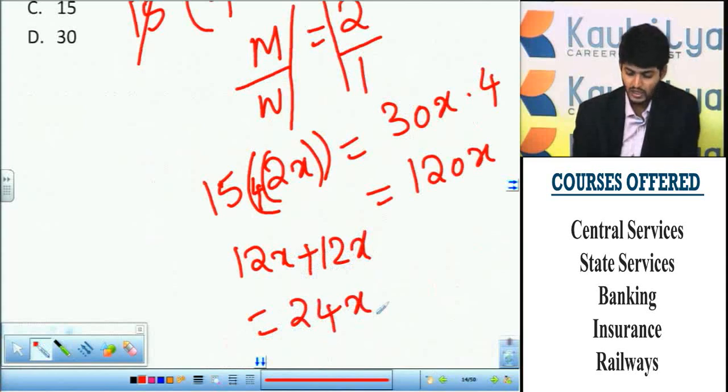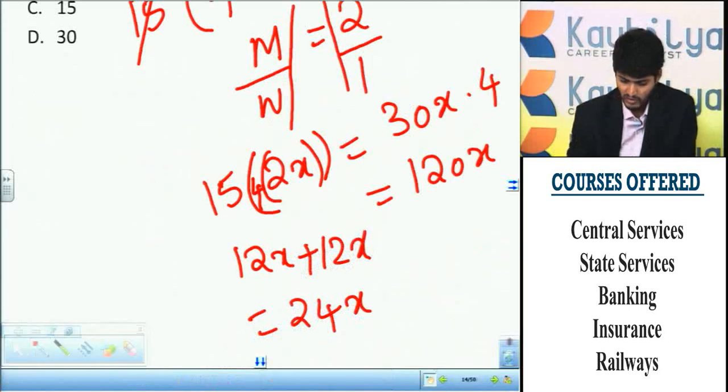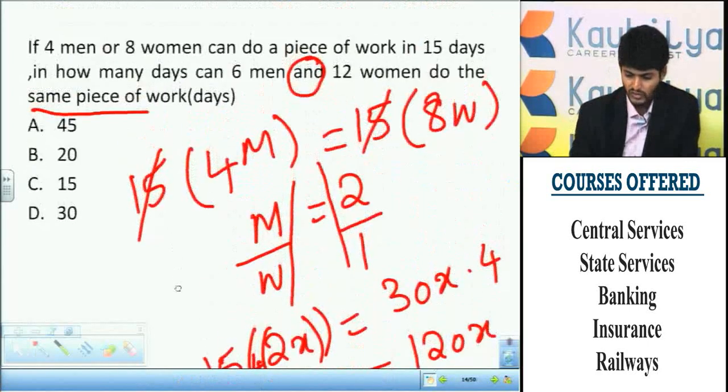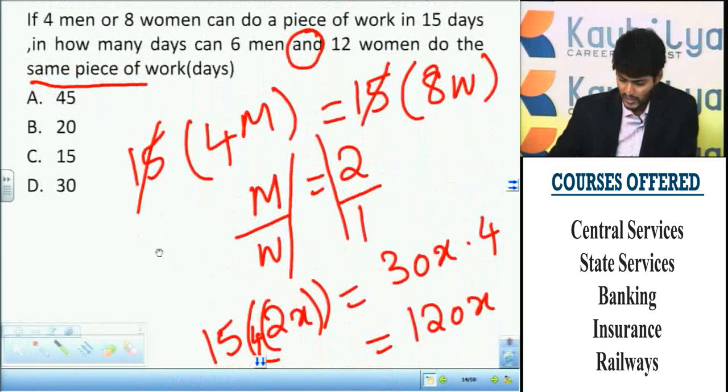Now I have a total efficiency of 24x working on my given task. So the total amount of time I am going to take would be around 120x divided by 24x. So I would end up taking only 5 days.